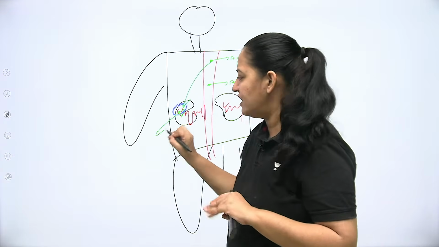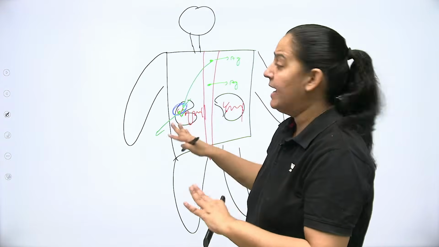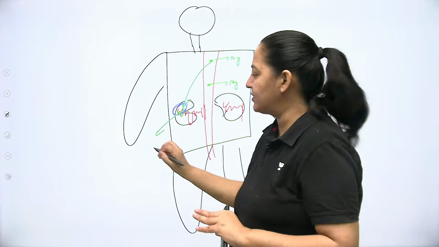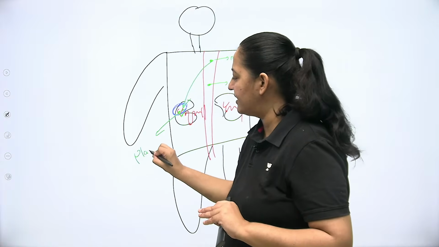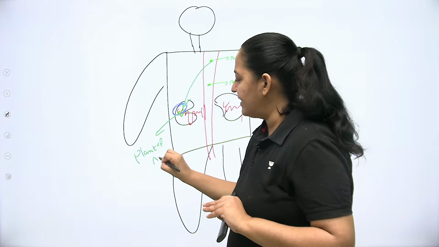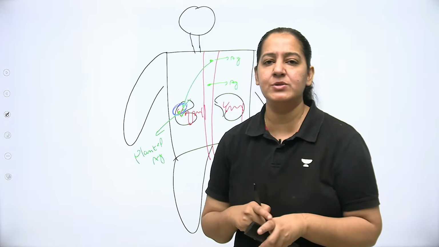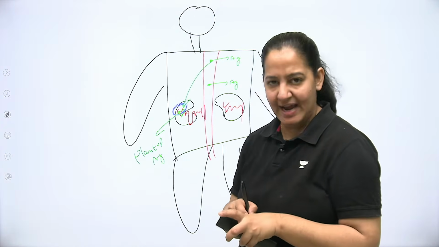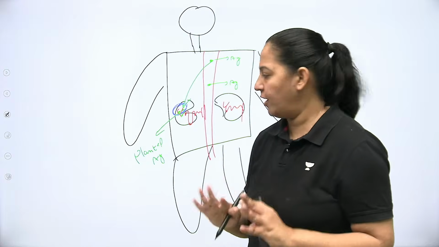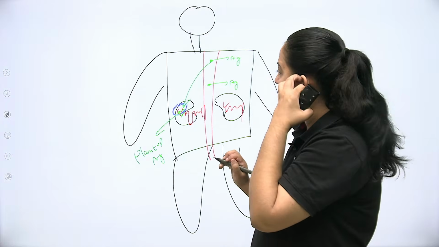Now, this antigen was not initially present in the kidney. It is at this time it got deposited. So, such an antigen is known as planted antigen. This antigen is known as planted antigen. You got my point? This is the thing, this is planted antigen.